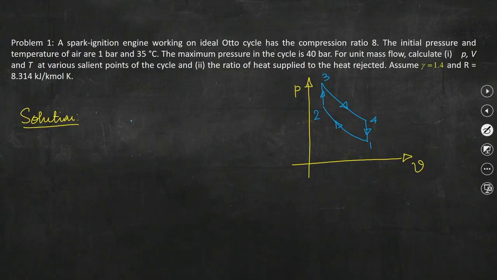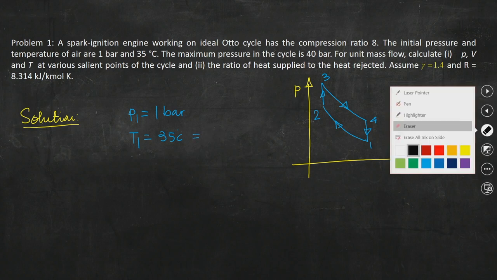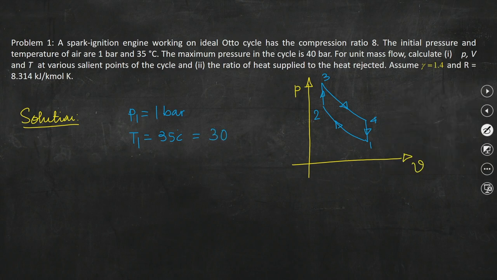So, what is given? It is given P 1 equal to 1 bar, T 1 equal to 35 degree Celsius. So, it is 308 Kelvin. Now, we know P 1 and T 1. Gamma is given 1.4. Next, what we can do? These are what we can write from the given data.